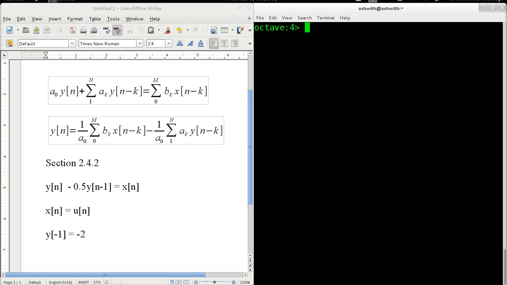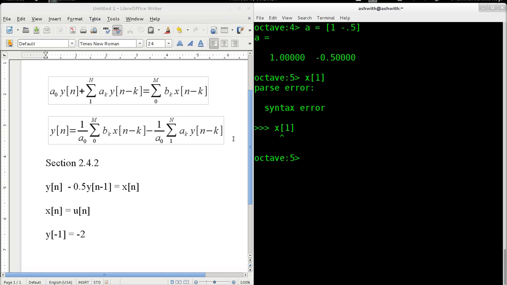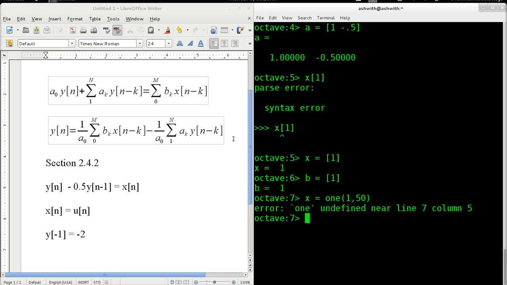What I'd first do is store the coefficients of y. You can see the coefficients of y: a0 is 1 and a1 is minus 0.5. So this is my y. The coefficient of x is just 1. There's just one coefficient of x. This should have been a b. Next I'd say is my input. My input is a unit step, so I give a unit step, let's say approximated to just 50 samples.